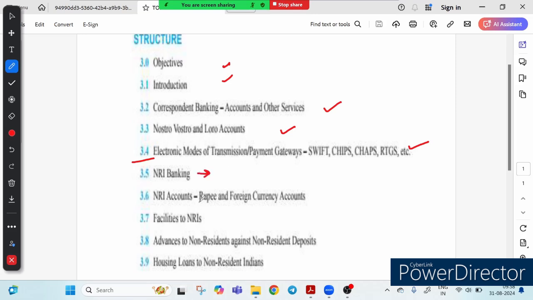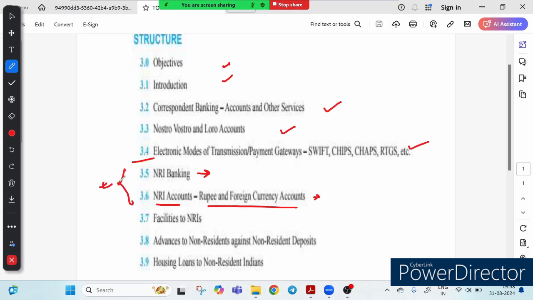In this lecture we are going to start with NRI banking, and if time permits we will move to 3.6, that is NRI account, rupee and foreign currency account. Most probably we will cover this topic also, and if further time permits we will move to 3.7. So basically we are trying to cover these two topics in this particular lecture.